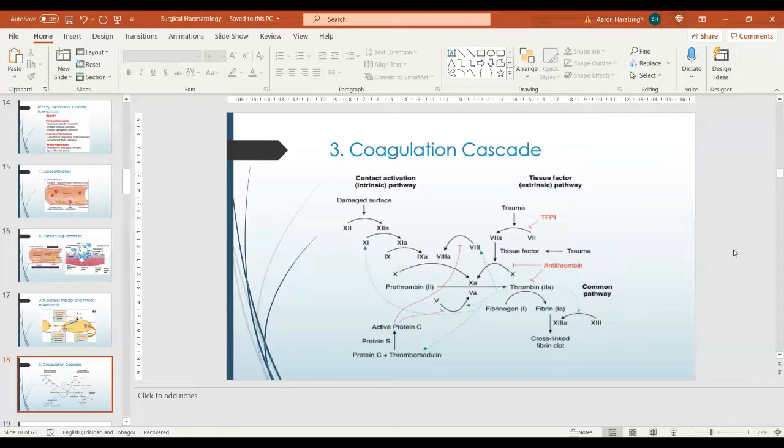Now, some of the important factors involved here have certain names. So for example, factor 12 is called Hageman factor, H-A-G-E-M-A-N, Hageman factor. Factor 9 is known as the Christmas factor because the deficiency of factor 9 leads to hemophilia B, which is also called Christmas disease. Factor 10 is called the Stewart-Prower factor.